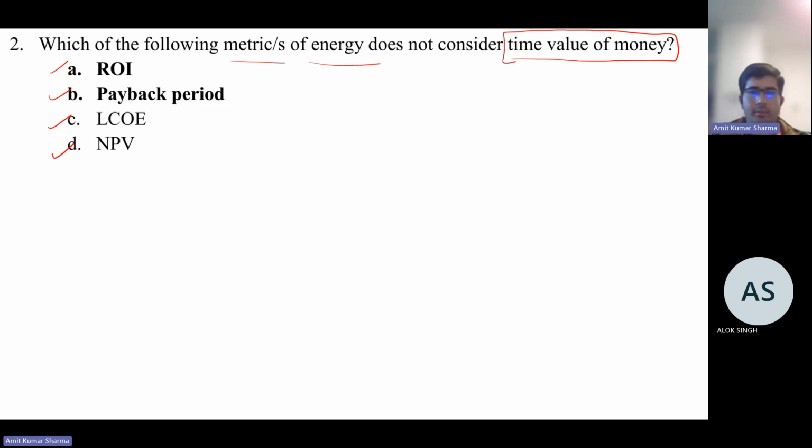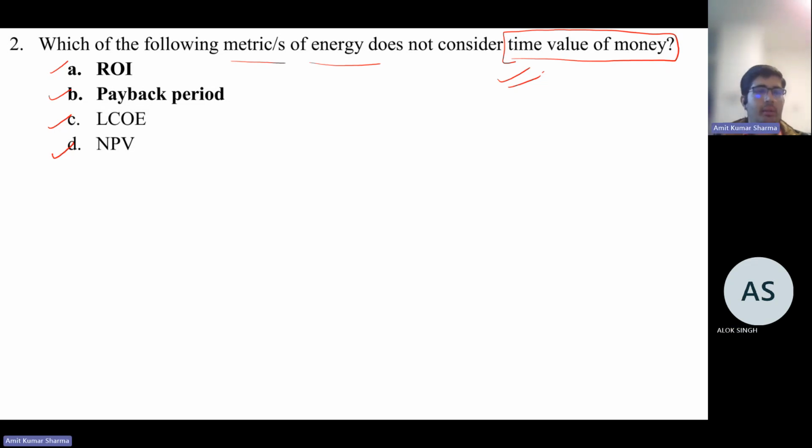Any answer, Alok? Yes, sir. Rate of value and payback periods, I think. Okay, nice. So do you want to discuss time value of money? Like what is the meaning of time value of money? Sorry, sir, I don't have any idea.